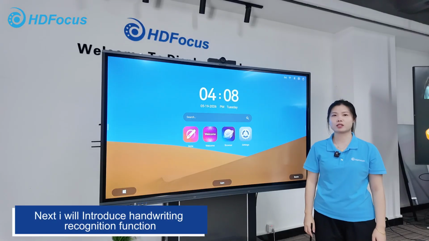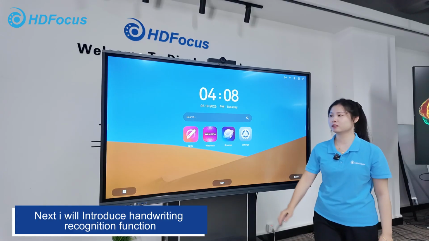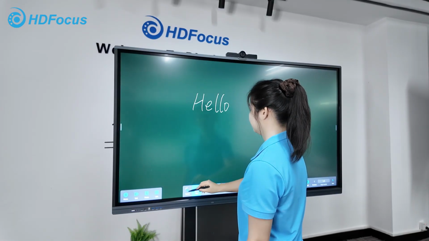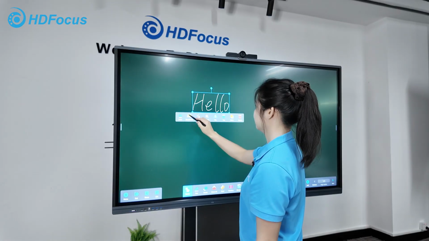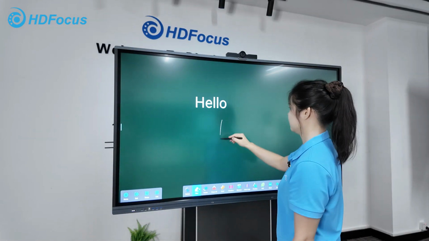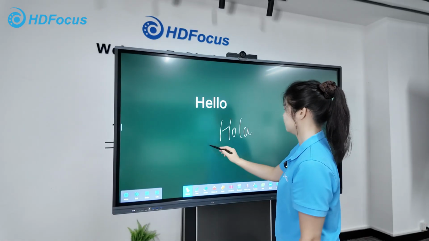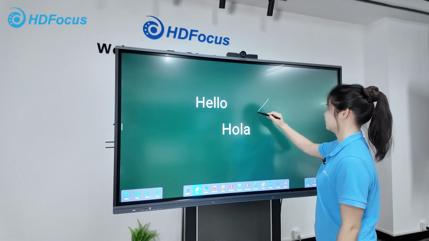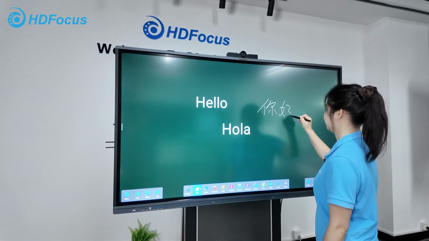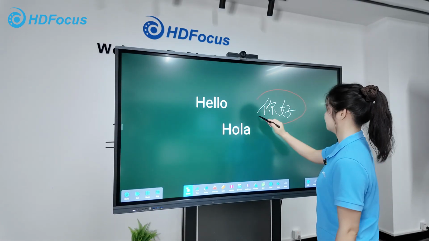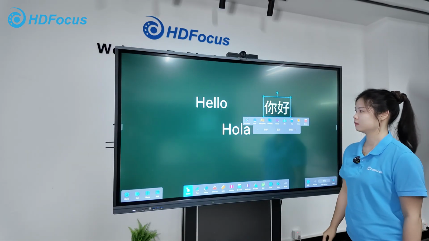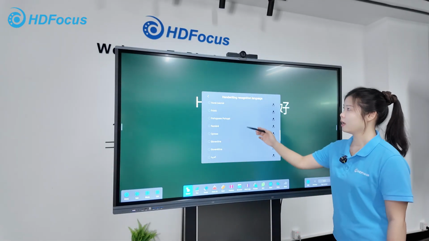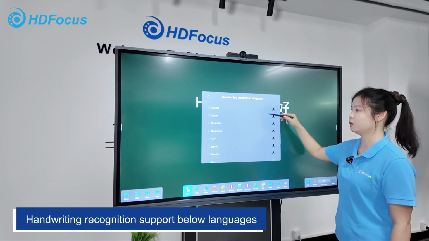Next, I will introduce handwriting recognition function. Handwriting recognition supports the below languages.